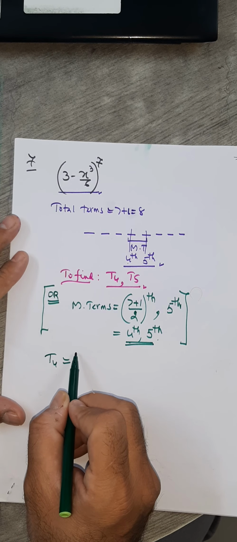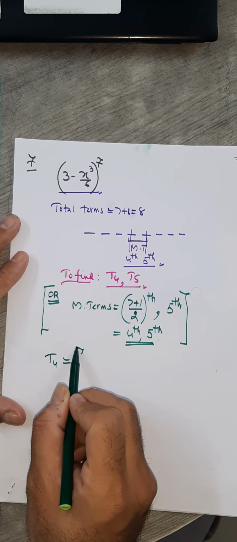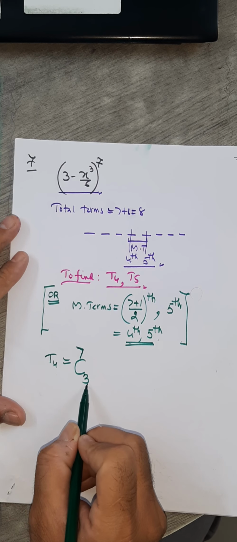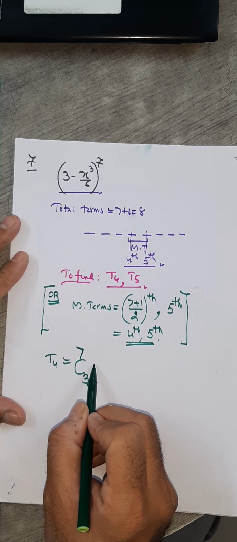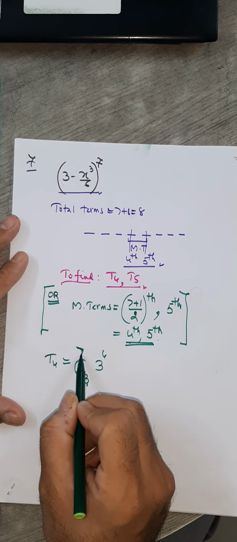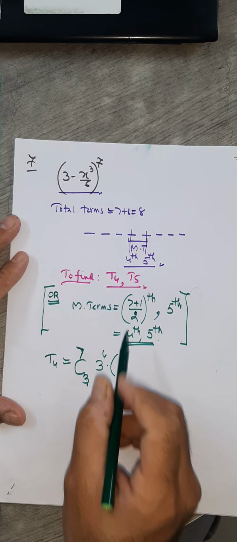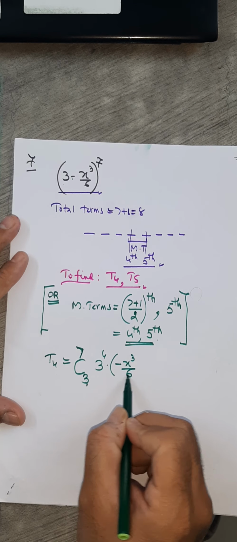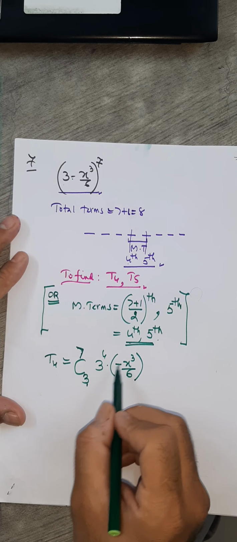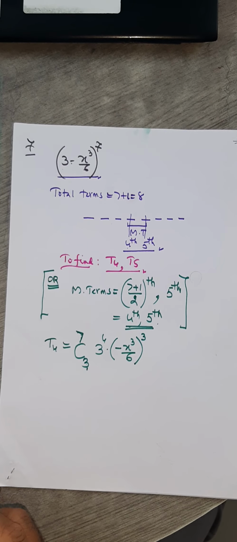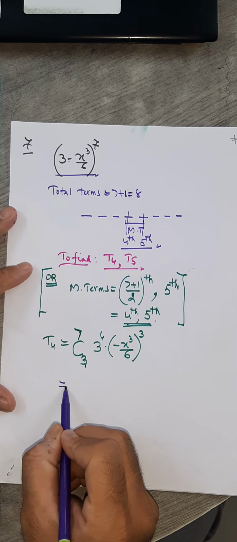What's the formula for T4? 7C3. 1 less, r plus 1, then r. A raised to, what is A? 3. 3 raised to the difference of this, 7 minus 3, which is 4. B. What's B? Minus x cube by 6. The whole raised to this number, 3. Now you need to simplify this. Okay, so let's simplify this.